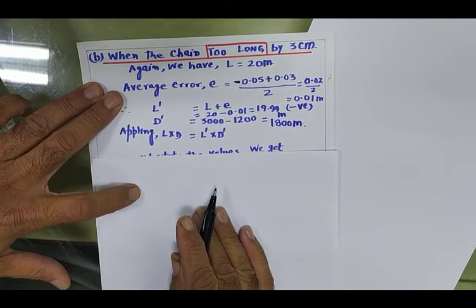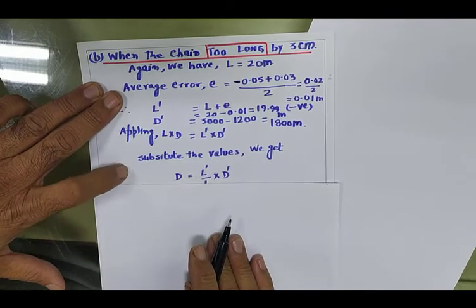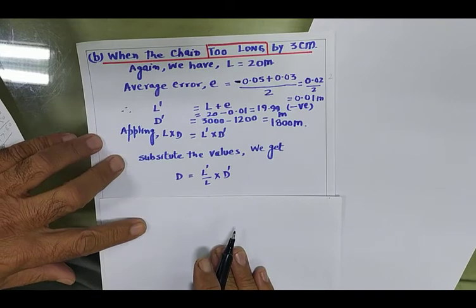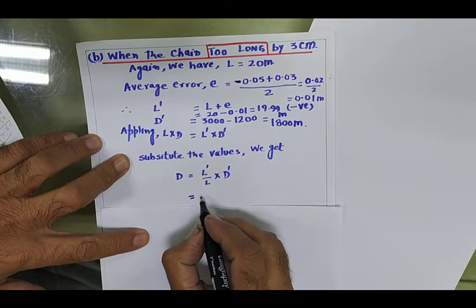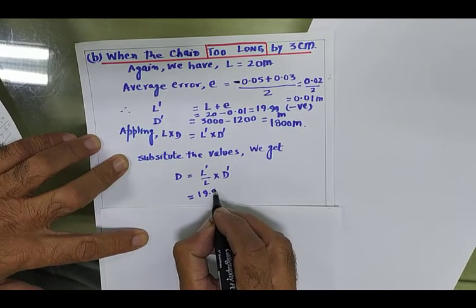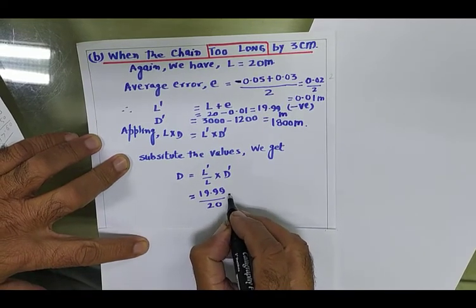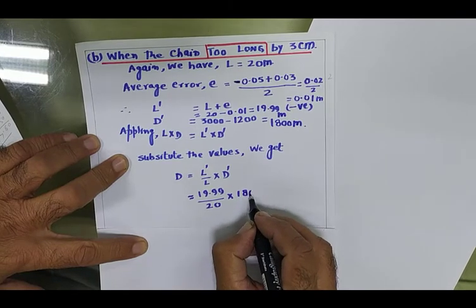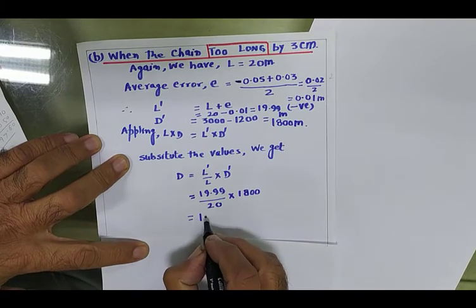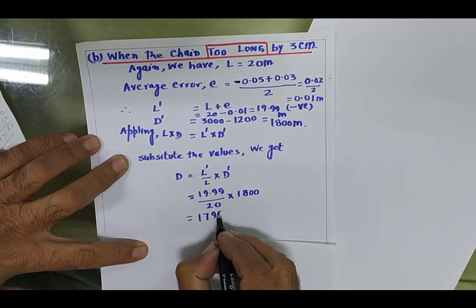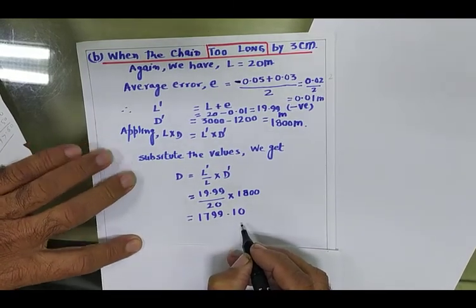So applying L dash and D dash, now you will substitute the values. D is given by L dash over L multiplied by D dash. Now you substitute the value. L dash is equal to 19.99 meter and L is 20 meter. The remaining distance D dash here we will take as 1800. And this comes to be 1799.1 meter. This is the actual distance of the line you have measured.